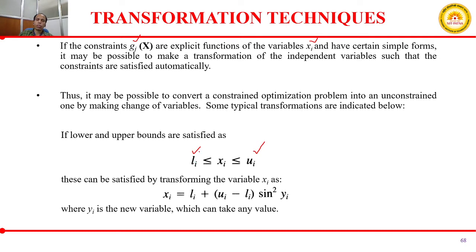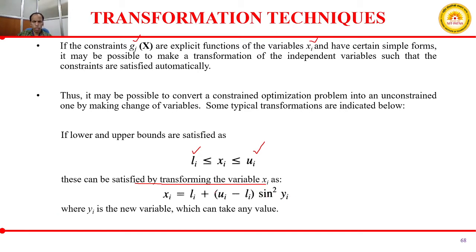Suppose your minimum value, call it li, and your maximum value is ui. So you are able to bound each variable xi between the lower value li and the upper value ui. Then you need to transform. You can use this particular transformation technique: xi equals li plus (ui minus li) times sine square yi.